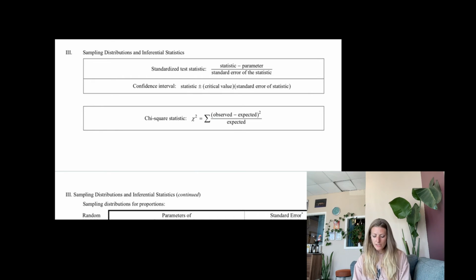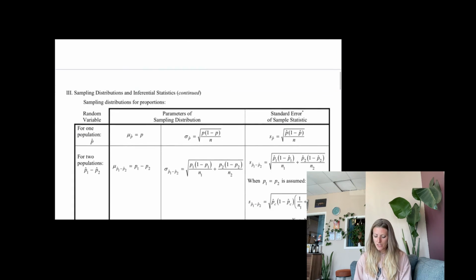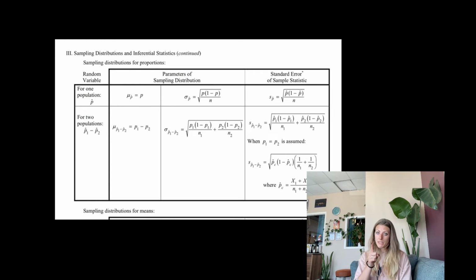But it's always, to get your test statistic, you take your statistic minus your parameter divided by the standard error of the statistic. So the good news is that the standard error of the statistic is actually on the next page. Okay, so don't miss that. It's all here. I mean, we have it for all the different options.